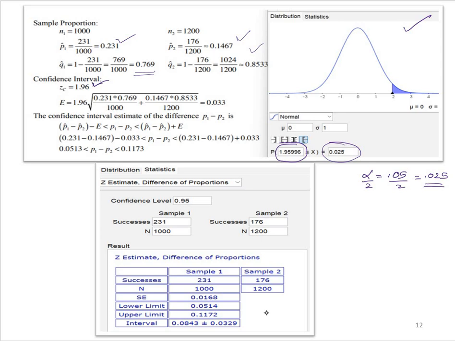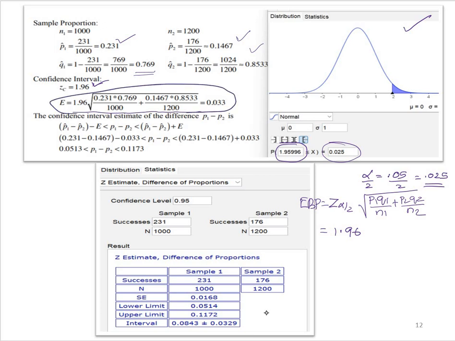Now what is the formula to find the error? Error is equal to Z alpha by 2 into the square root of P1 Q1 divided by N1 plus P2 Q2 divided by N2. Now we know the value Z alpha by 2 is 1.96, that is here, and just input those values and you will get the error as 0.033, just like here, 0.0329, that is 0.033. Okay, so that is the error.